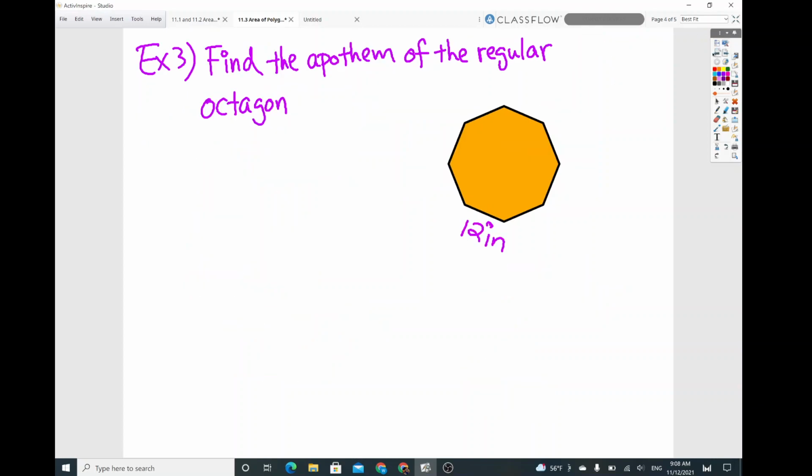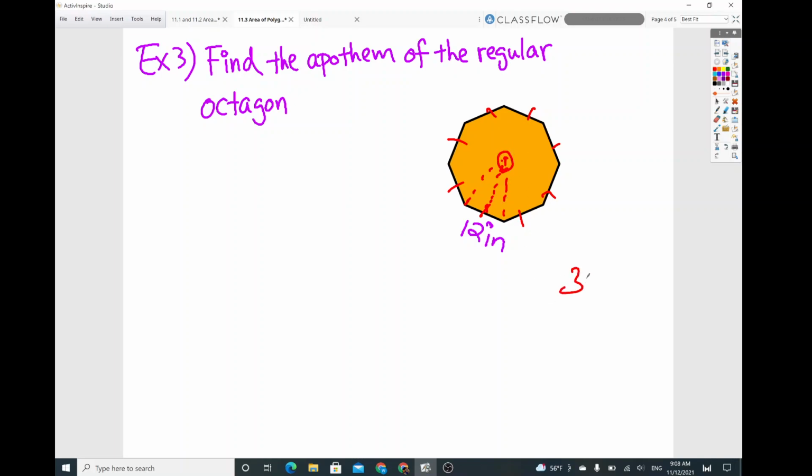Okay, so now let's see what else. Find the apothem for the regular octagon. Regular means all sides are equal, so that's why I put a little tick mark here. Again, the base is already given, so right now we just need to get the apothem.